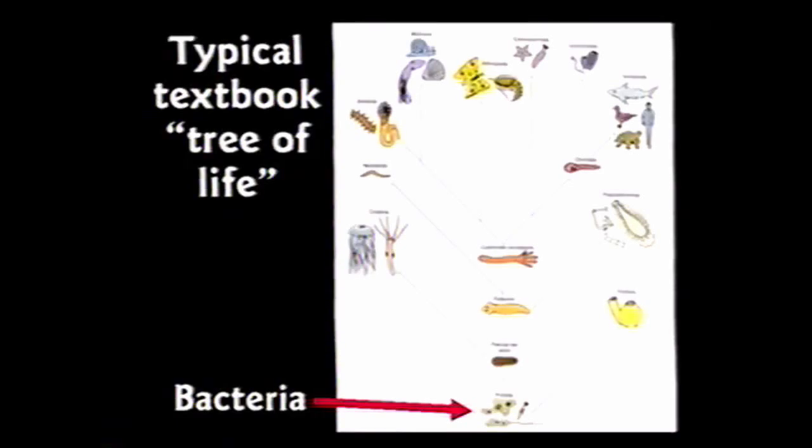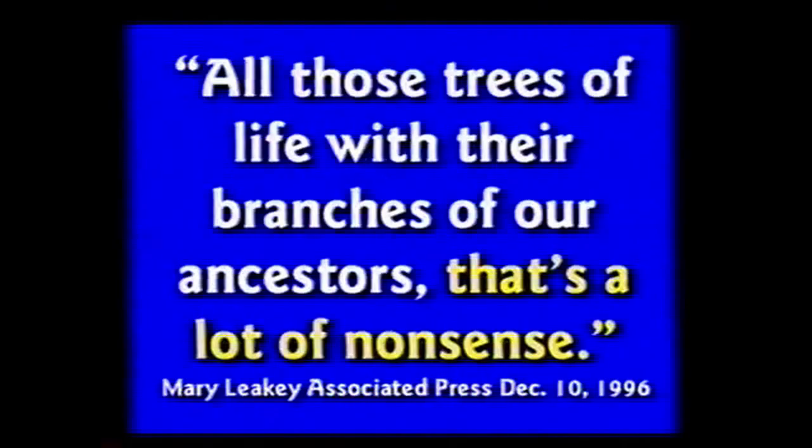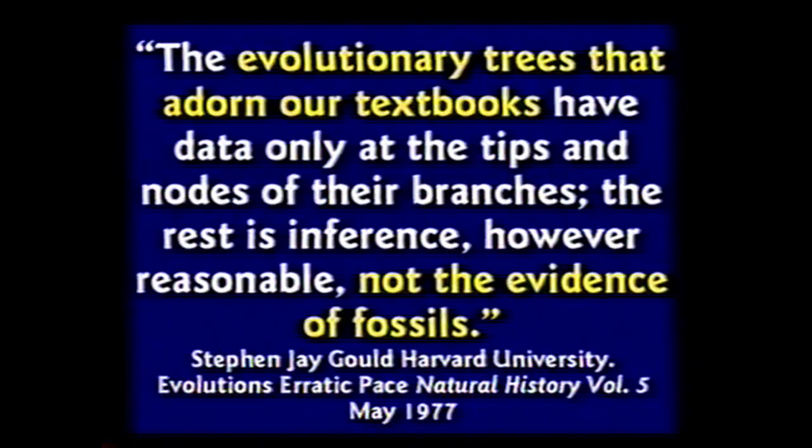So what about these trees of life the textbooks talk about? They typically will show the students how bacteria slowly evolved to humans over billions of years, and they arrange it in a tree. Now, these trees of life are nonsense, and even Mary Leakey knows that, and she believes in evolution. She says these trees are nothing but nonsense. Stephen Gould, the communist professor at Harvard University, says the evolutionary trees that adorn our textbooks have data only at the tips and nodes of their branches. The rest is inference. That means they infer, they hope, they guess, they think it might have happened. However reasonable, not the evidence of fossils. They just make up these trees, folks.